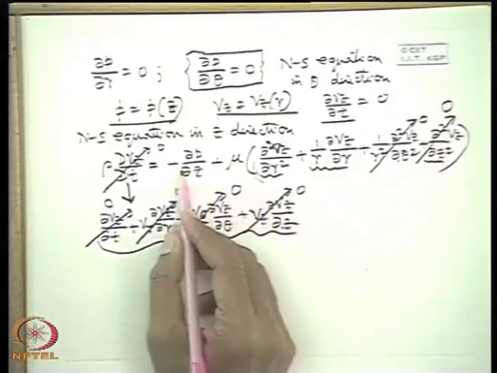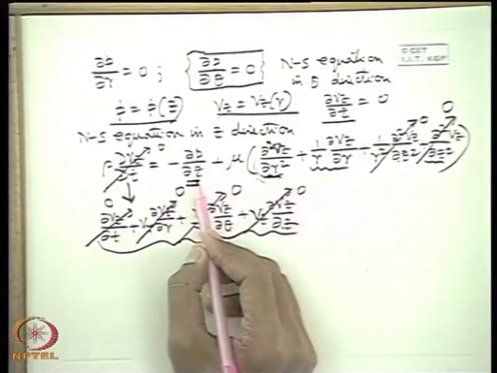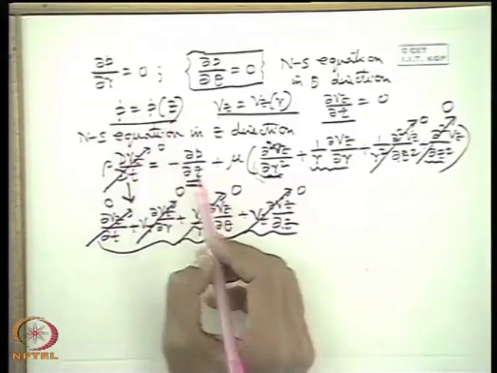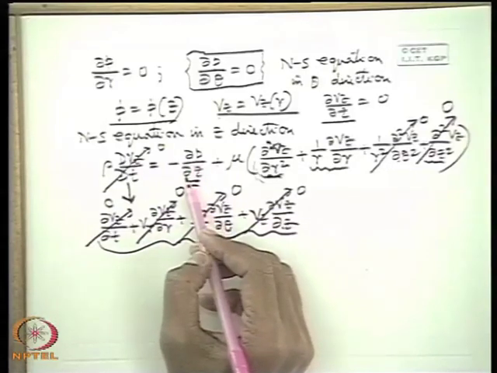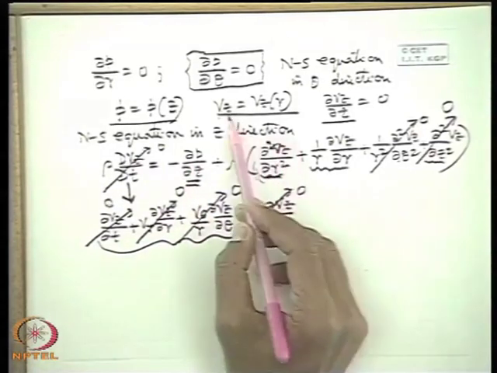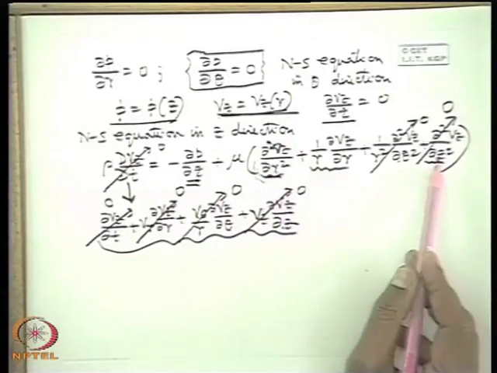So therefore we are left with this and this. But it has been proved that p is a function of z only, so we get rid of del and write only d, ordinary differentials. Similarly, it has been proved that Vz is a function of r only. So therefore this is also 0.